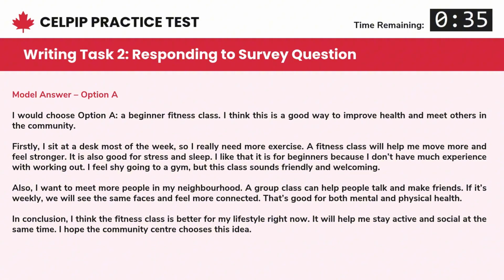Each paragraph is focused and includes personal examples. For instance, the writer says they sit at a desk most of the week. That helps explain why the fitness class would be useful for them. Here's a tip for beginners. Always include your own situation in the answer. Even 1 or 2 short examples like I feel shy going to a gym can make your writing stronger and more personal. It also shows why your choice makes sense.